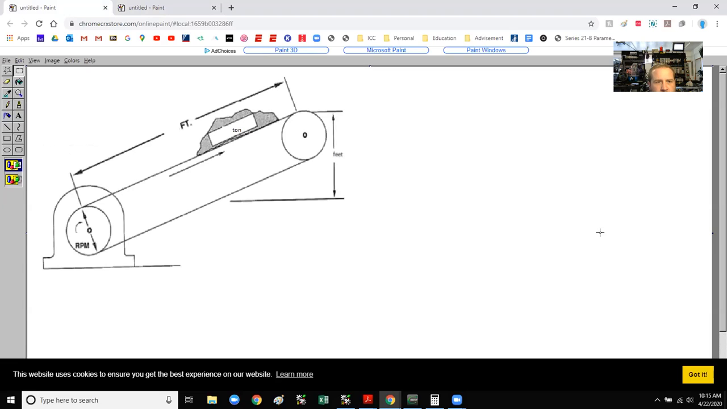Okay. Is this blurry at all, or if I put some numbers in here, we're going to be okay? Let's say this is 80 feet. Let's say this distance is 12 feet. Let's say it's spinning at 20 revolutions per minute. Let's say how many tons?